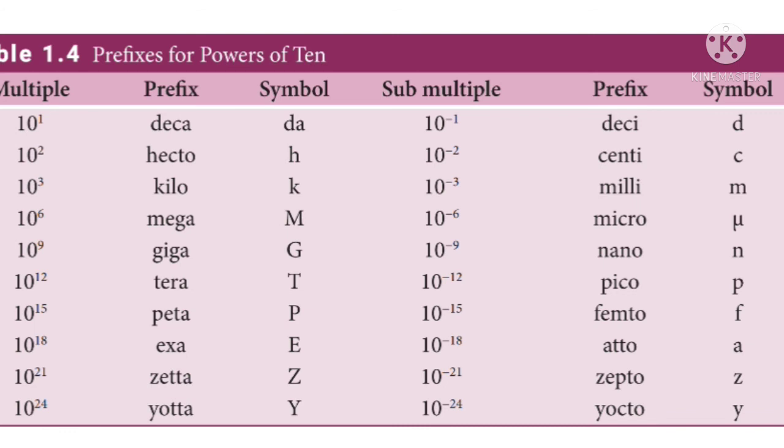10 power minus 21 should be called as zepto. The symbol for zepto is small z. 10 power minus 24 should be called as yocto. The symbol for yocto is small y.